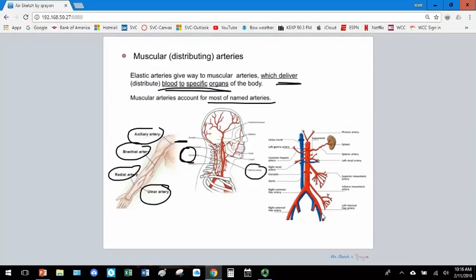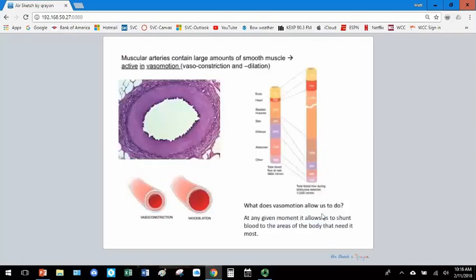Okay, the carotid artery, all these arteries that are taking blood to specific areas of the body, these are all muscular arteries. This is the abdominal aorta. All these branches off the abdominal aorta, these are all muscular arteries here. So muscular arteries contain large amounts of smooth muscle, which means they're active in vasomotion, vasoconstriction and vasodilation. So here's all that smooth muscle in these muscular arteries.